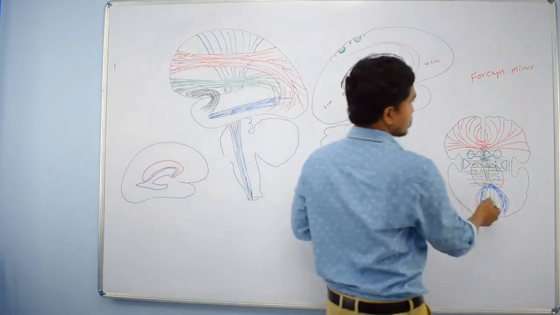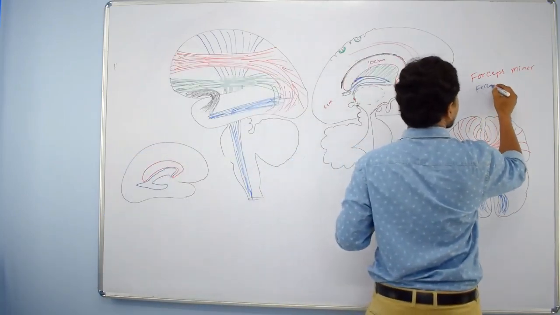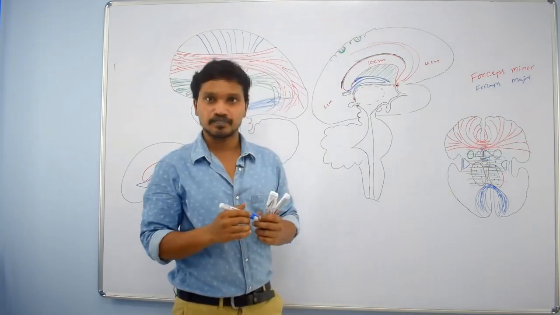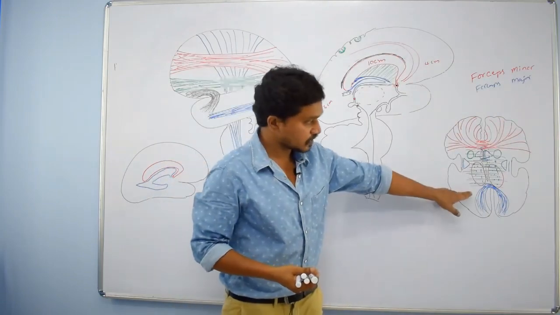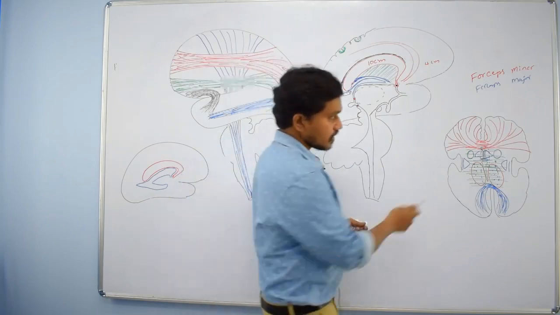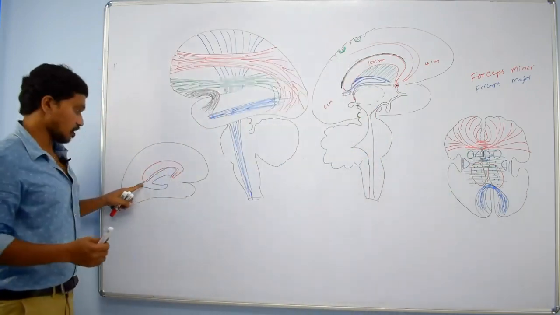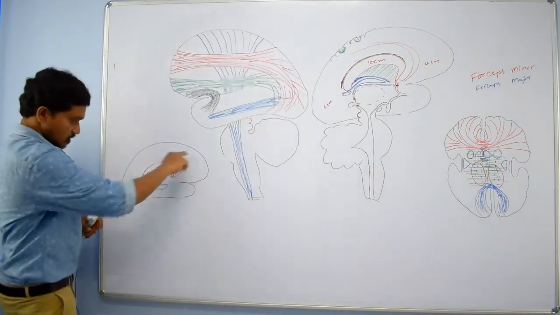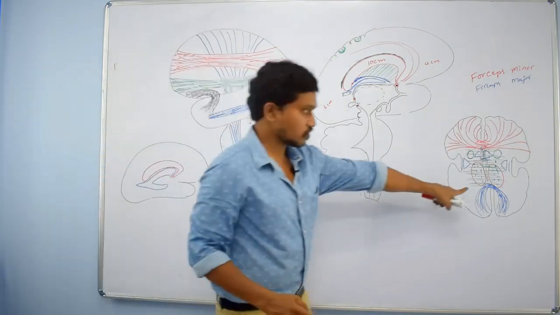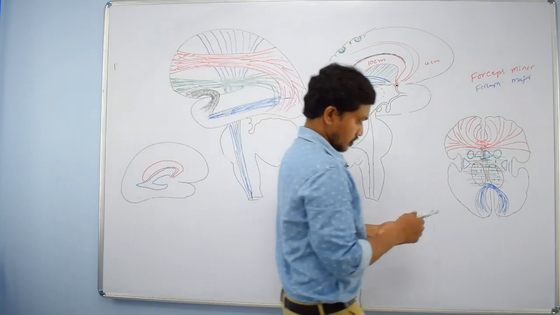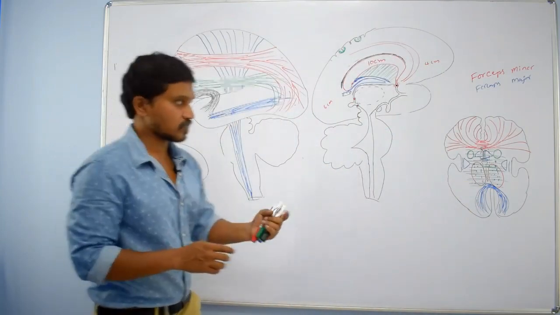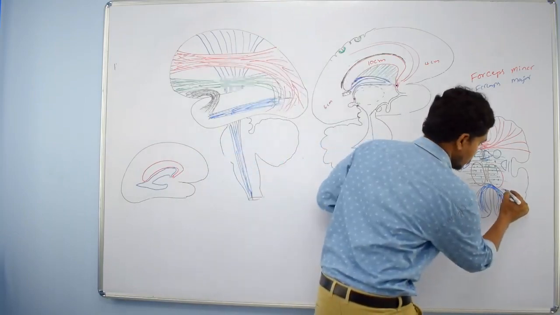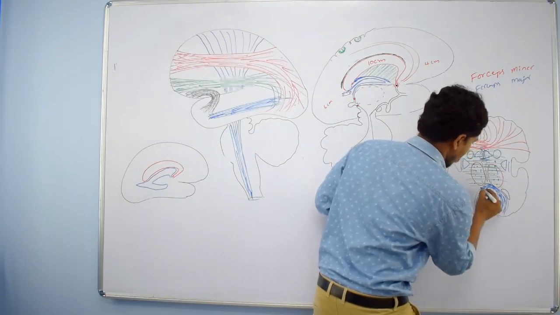That's what this arrangement we are calling forceps major. Forceps major, right? Just lateral to the forceps major, you can identify the posterior horn of the lateral ventricle. So when the section passes through this, you can observe the posterior horn here. So I am drawing the posterior horn. Actually I have to draw with blue color, but for differentiation purposes I am drawing with another color. So this is the posterior horn.